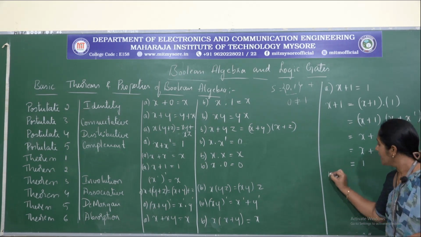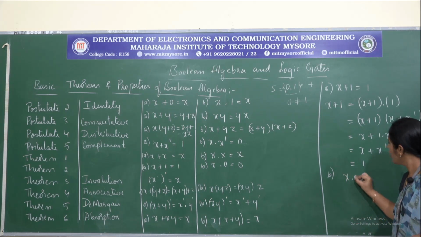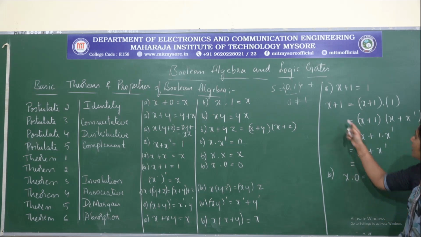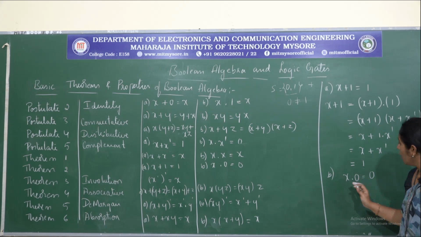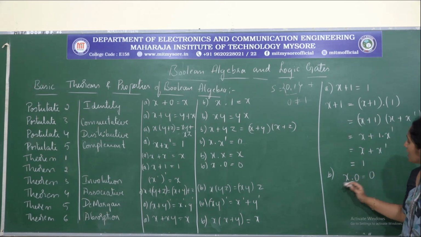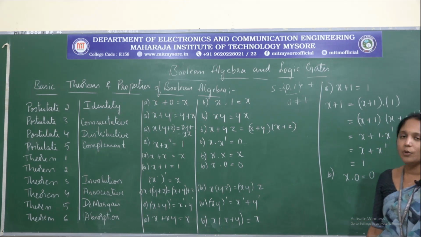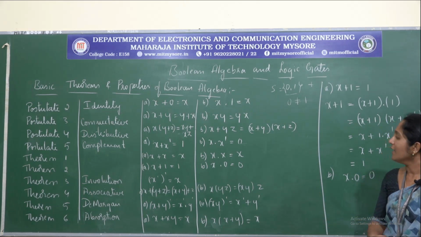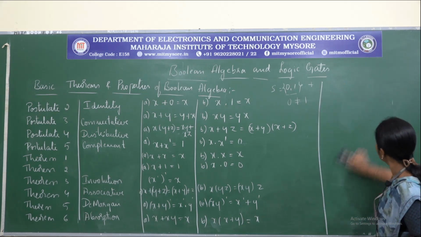By duality, part B of theorem 2 can be written as x dot 0 is equal to 0. So in duality what do we do? We replace 1 by 0 and plus by dot and vice versa. So by duality we can write part B of theorem 2. Now if you consider the involution, that is the complement of a symbol, then it can be written like this.